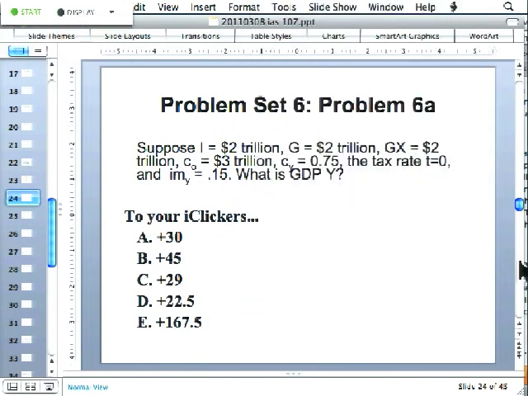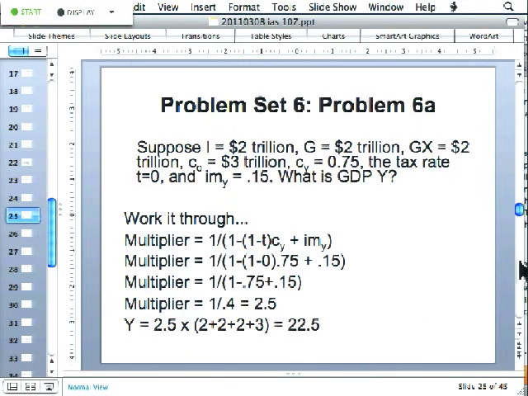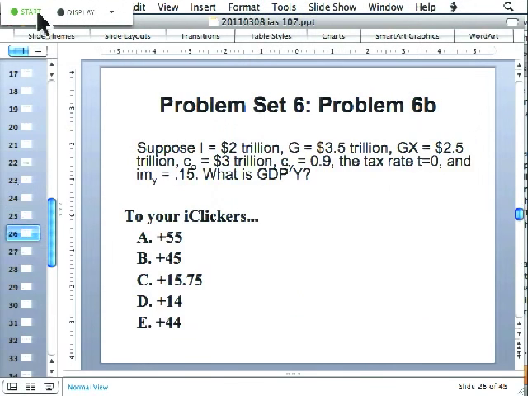Problem 6C, same general setup. But once again, different parameters for the determining multiplier and different components of autonomous spending. Okay, for this you should get a multiplier of 1.33, an autonomous spending of 10.5, and so an answer of 14. That's worth doing. And yeah, 14.